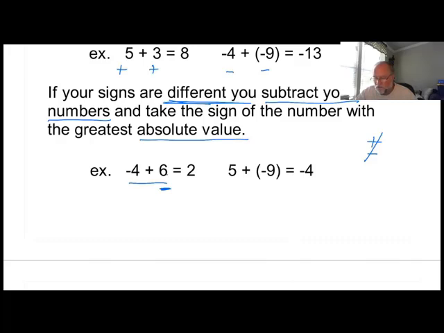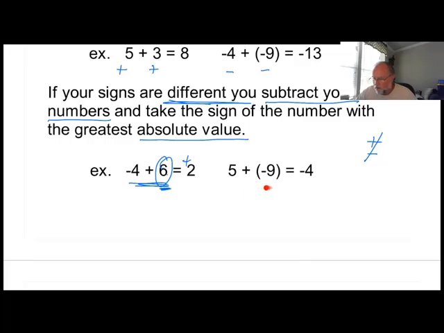Now which one of these had the greater absolute value? The 6 did, so that's why it's a positive 2. Okay, in this other question, we've got 5 plus negative 9. Okay, so the absolute value of 5 is 5. The absolute value of negative 9 is 9. So we're going to take the greater absolute value, the 9, subtract the 5 from it. 9 take away 5 is 4.